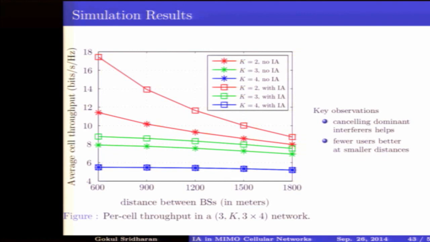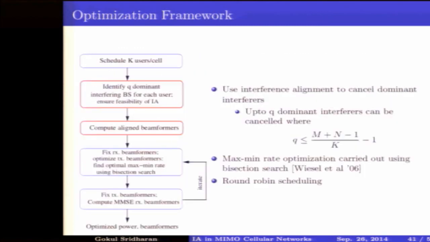So when you say no IA, what exactly are these? Yeah, because the numbers are staggeringly high. I just remove these 2 blocks. So I schedule and then I pass them on to the utility maximization. Oh, so you're still doing some. I still do this, but I don't address the dominant interferers.